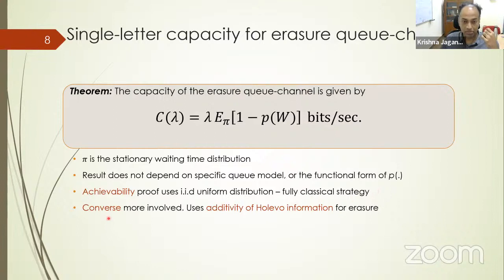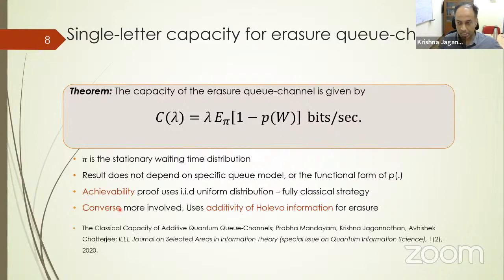The converse is more involved because you have to take into account even entangled encodings and so on. This is a quantum Q channel, not just a classical channel, so you have to take into account the possibility that these quantum states are themselves entangled. It uses additivity of Holevo information for the quantum erasure channel. We can just think about the Holevo information as the quantum generalization of the Shannon mutual information. Shannon mutual information is a difference of two Shannon entropies, whereas the Holevo information is a difference of two von Neumann entropies. This Holevo information is additive for certain channels, and the erasure channel is one of them. We use that technical result to obtain a converse. This is where more of the technical effort is involved.